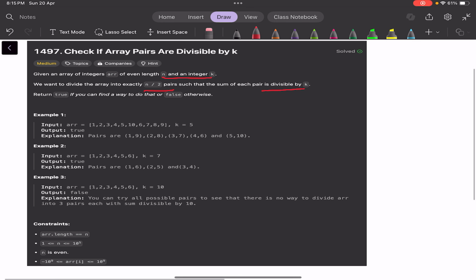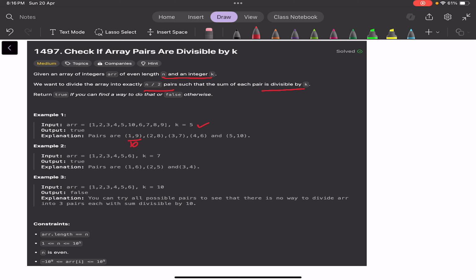Okay, so let me explain what the problem tells. So we have an array. Let's take the first example for better understanding. We have 1, 2, 3, 4, 5, 10, 6, 7, 8, 9. So we can make the pairs in this array as 1 and 9. If we add them up, we get 10, which is perfectly divisible by k, right? Which is perfectly divisible by 5.